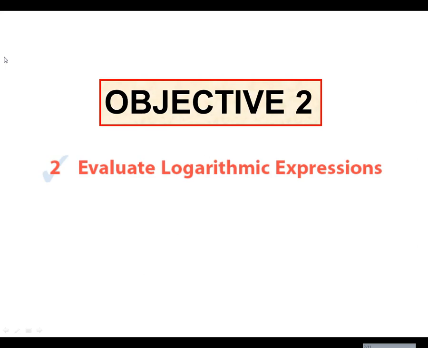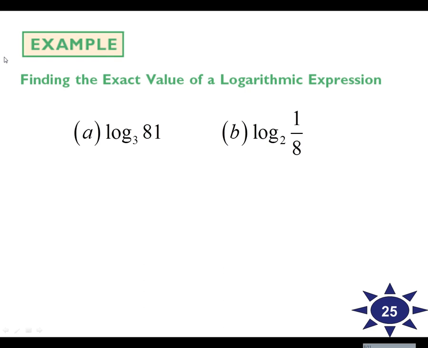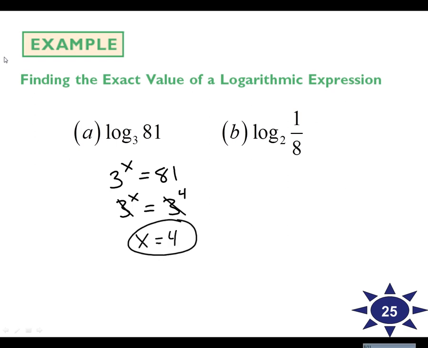Okay, objective number 2, let's evaluate some logarithmic expressions. We'll start with some straightforward ones that you can do without the calculator. You need to ask yourself, 3 to what power equals 81? And if you didn't see this, we could break this down. 81 is 3 to the 4th. Using the skills we had in the last section, we can cancel our bases and say x equals 4.